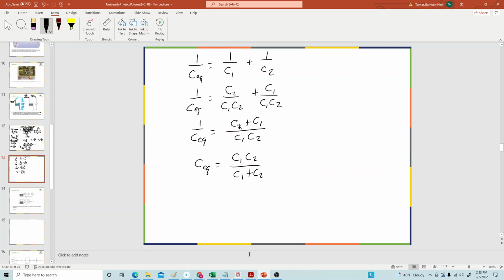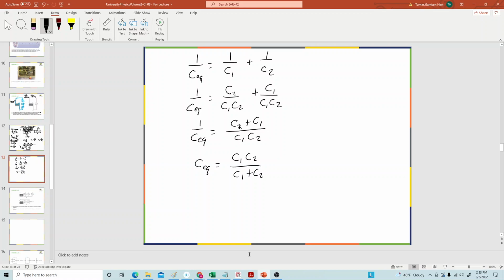Now, when you have more than 3, I would use a computer, okay? But when you have 2, you can get away with this. If you have 3, you can derive a formula, but it's a little bit more complicated than this, right?